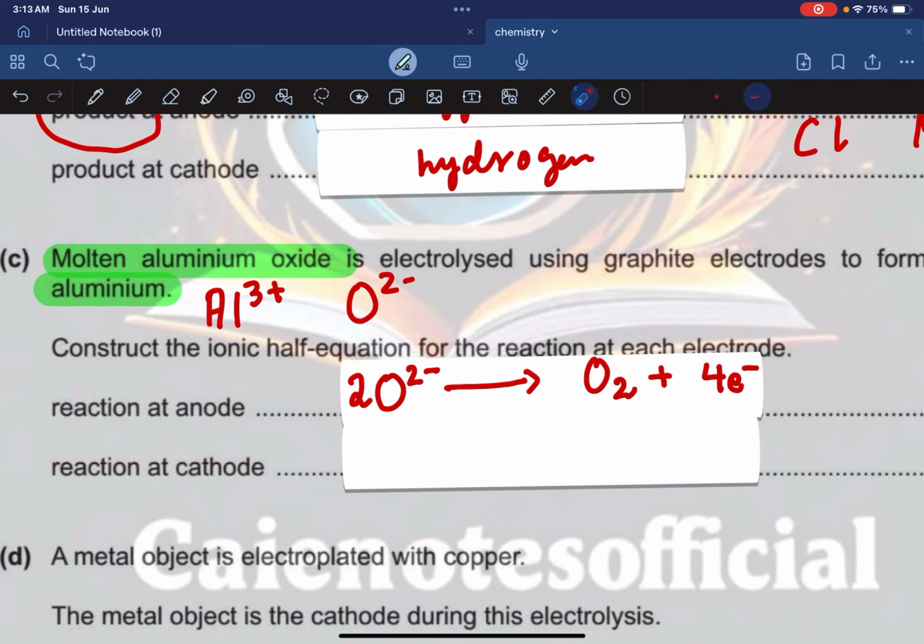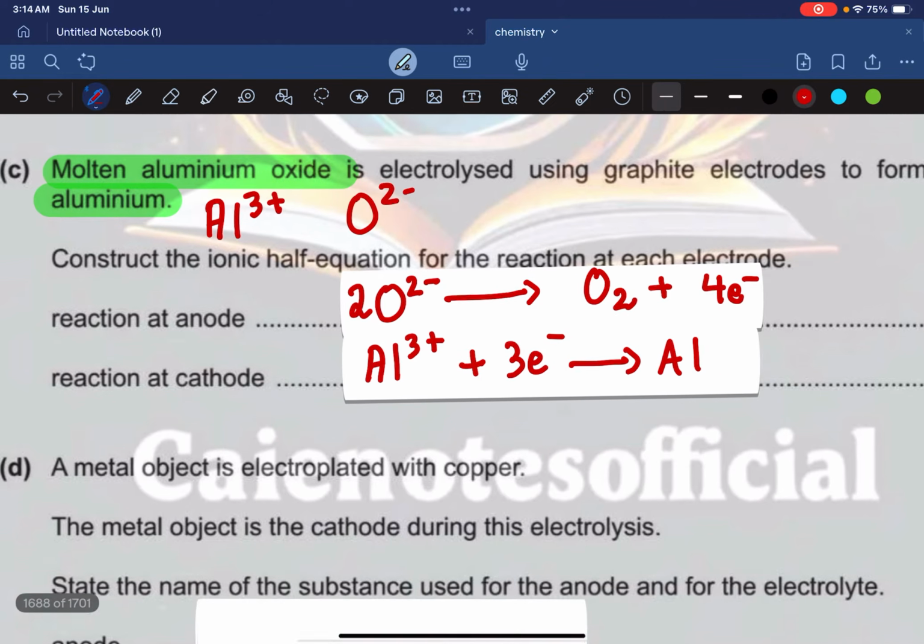Now the reaction at the cathode, we're going to have aluminum ions, Al3 plus. And Al3 plus means that it is deficient of 3 electrons. So it needs 3 to discharge. So we're going to add 3 electrons to it like this, and it's going to form aluminum. So simple, I guess, and easy.